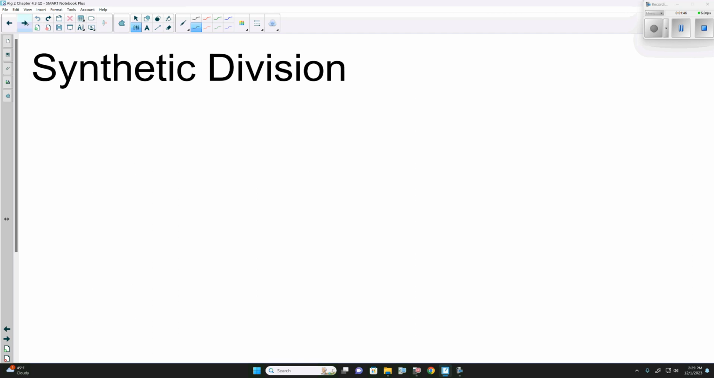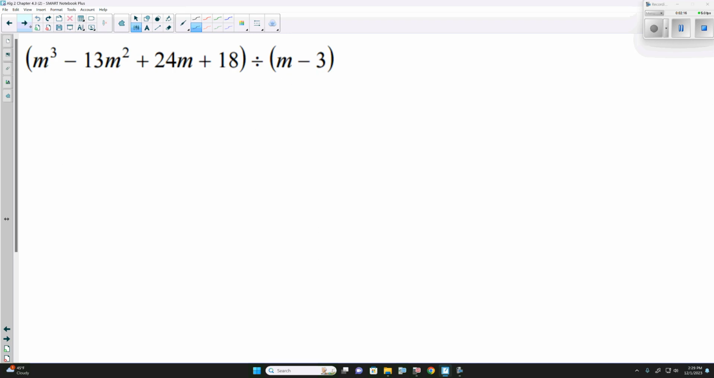Now what we're looking at today is synthetic division. In the past 9 years, there have been some that like long division better than synthetic, but the majority like synthetic division better than long division. Now, there are a few steps in doing synthetic division. And we're going to go on and just start applying them here instead of trying to write them all out.